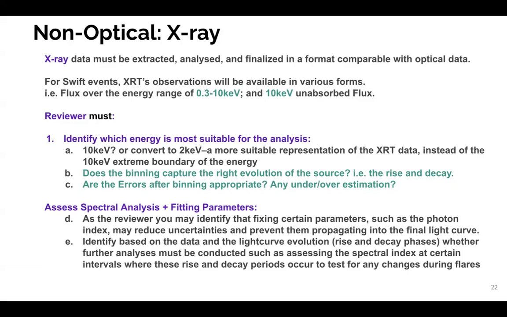So things like this might not be identified by the person doing the analysis. So it's the reviewer's job to make sure that the parameters being fixed or varied are appropriate, and also whether any further analysis needs to be conducted. For example, for us right now, we're trying to check if there's any evolution during the rise and the decay and before and after the flares.